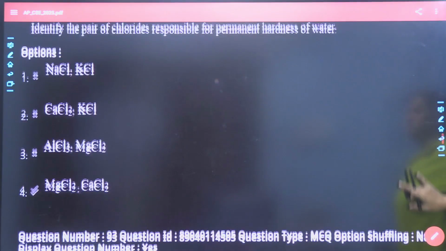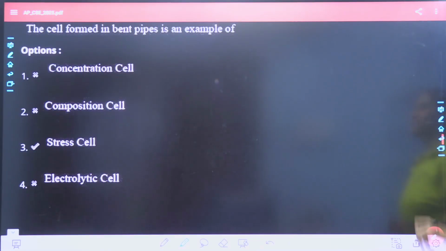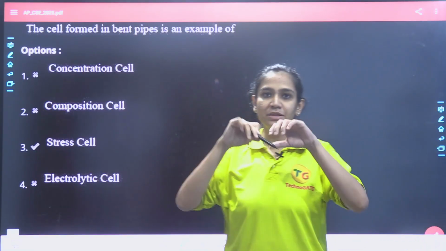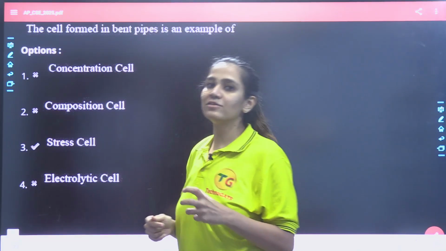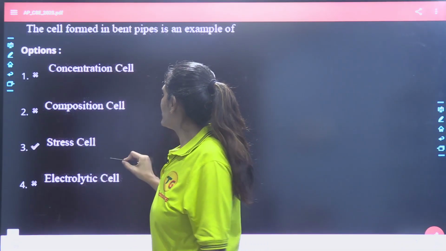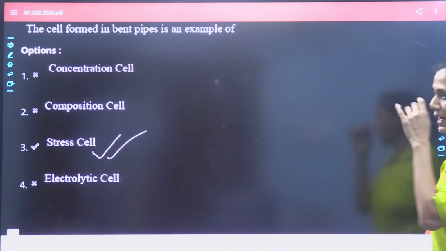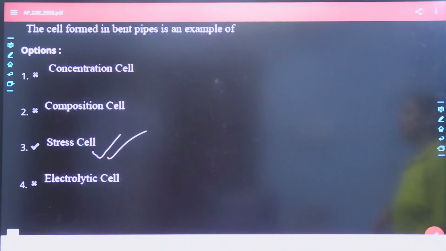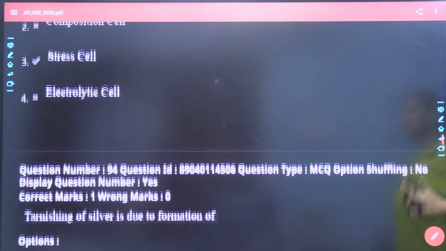Next question. The cell that is formed in the bent pipes. Bent pipes means the pipes that are deformed. In the bent pipes there is stress, because the metal is bending. So the type of cell that is formed over there is stress cells. Stress cells are formed in bent pipes. The cell formed in the bent pipe is an example of stress cells. Okay. Next question.